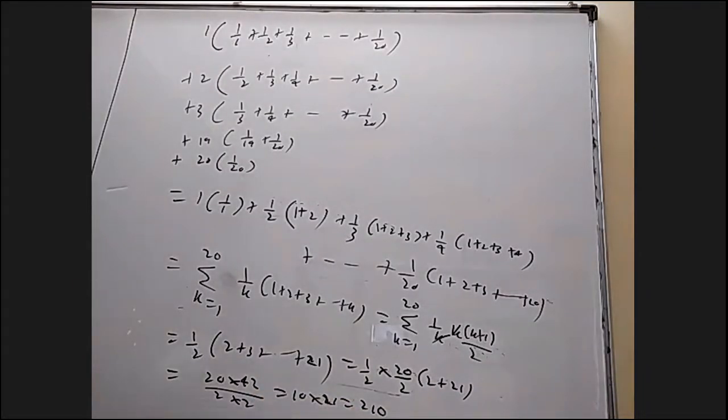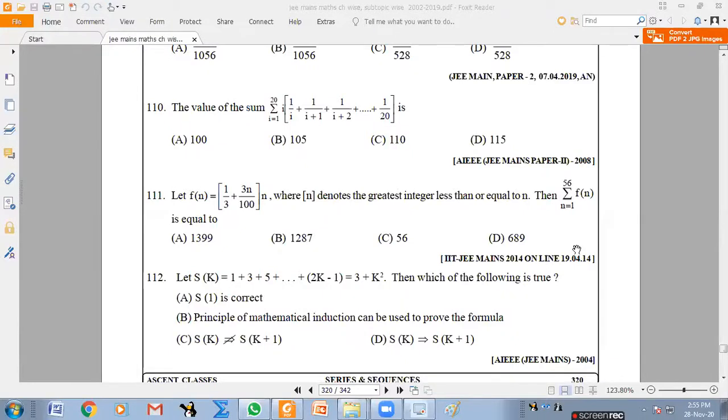Is it okay? Yes, sir. So the question as it is, we cannot find each bracket. It's not possible. But when we rearranged it, it is possible to find. Anything else in total progressions?